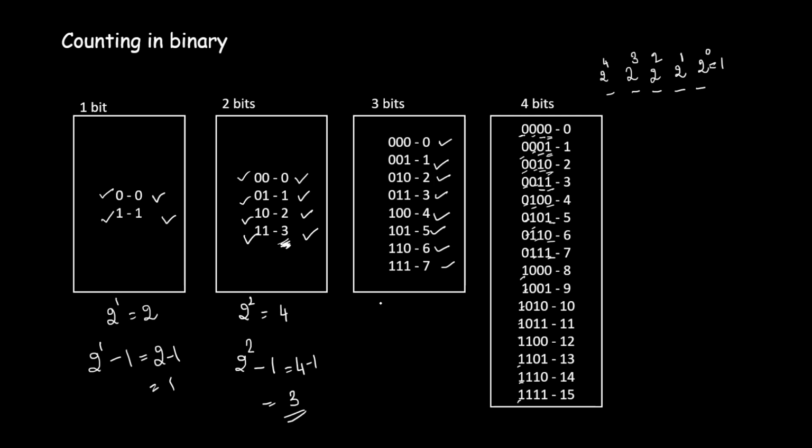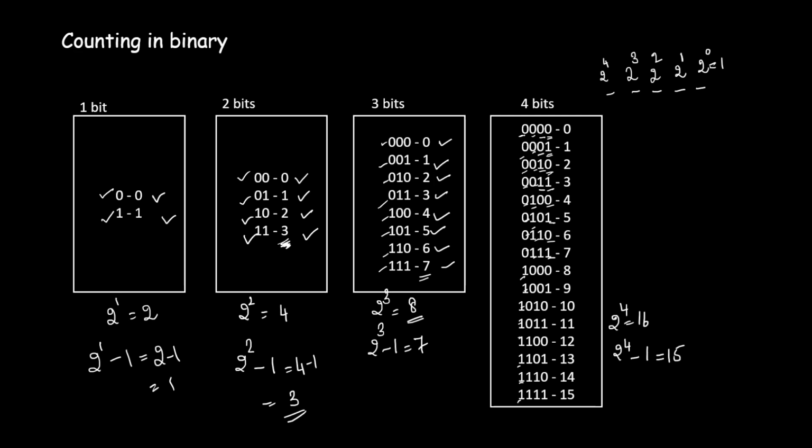Now if you have 3 bits, how many combinations can I have? 2 to the power 3 combinations, that is 2 into 2 into 2, 4 into 2 is 8, 8 combinations. So I'll have 1, 2, 3, 4, 5, 6, 7, 8 combinations. But till what number can I count? 2 to the power of 3 minus 1, till 7. 8 minus 1 is 7. Similarly, when you have 4 bits, you have 2 to the power of 4, 16 combinations, and I can count till 2 to the power of 4 minus 1, which is equal to 15.